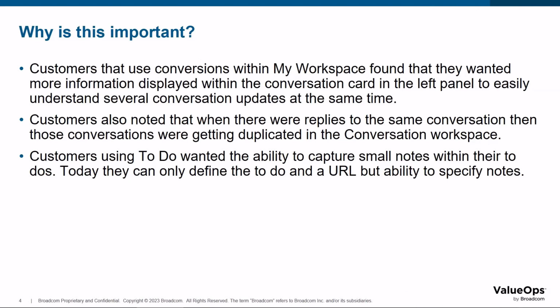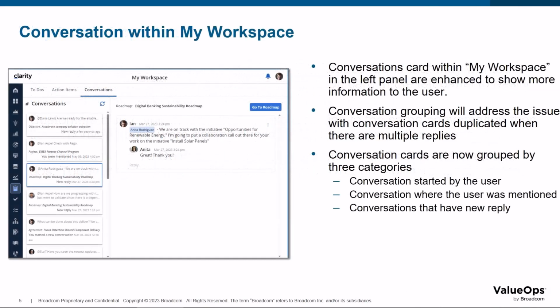Today, they can only define the to-do name and the URL, but they had no ability to specify additional notes to qualify that specific to-do. So as part of this release, the conversation within My Workspace has been enhanced. The conversation card within My Workspace in the left panel is enhanced to show additional information.